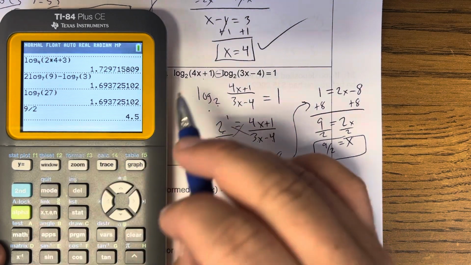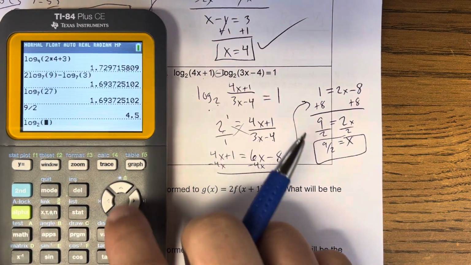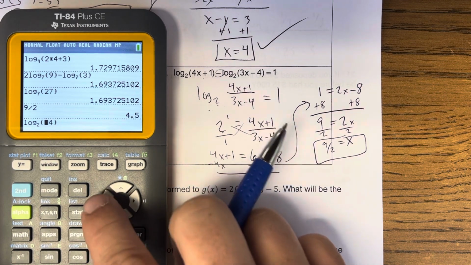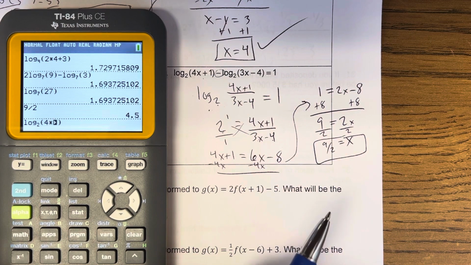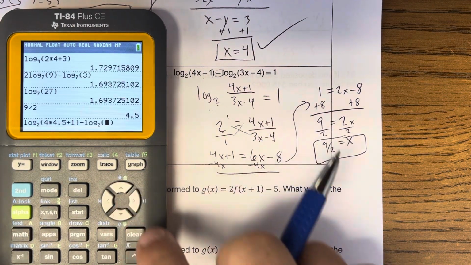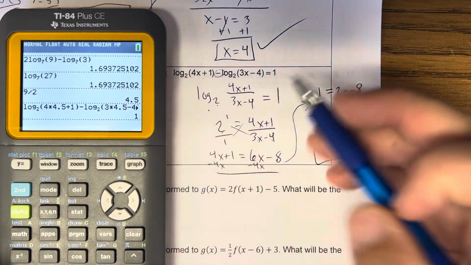So I'm going to go ahead and plug in 4.5 whenever I do this. But we'll go up to log base 2 of 4. Oops, I don't need that parentheses right there. 4 times 4.5 plus 1 minus log base 2 of 3 times 4.5 minus 4, and it equals 1.